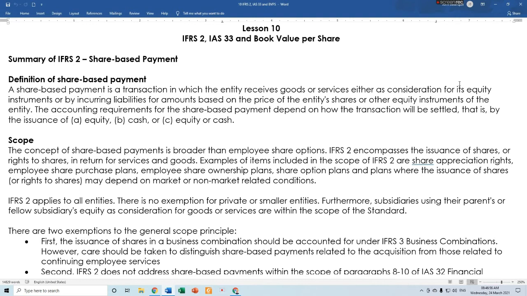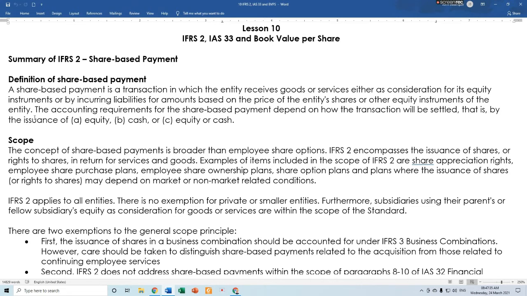Okay. So basically, let's first define kung ano ba ang share-based payment, no? Okay. So pag sinabi nating share-based payment, lahat yan ng transaction kung saan naka-receive ka ng goods, naka-receive ka ng services, or whatever, as a consideration for whatever transaction, wherein you are going to pay the other party in the form of either equity, ibig sabihin babayaran mo siya ng shares mo mismo.